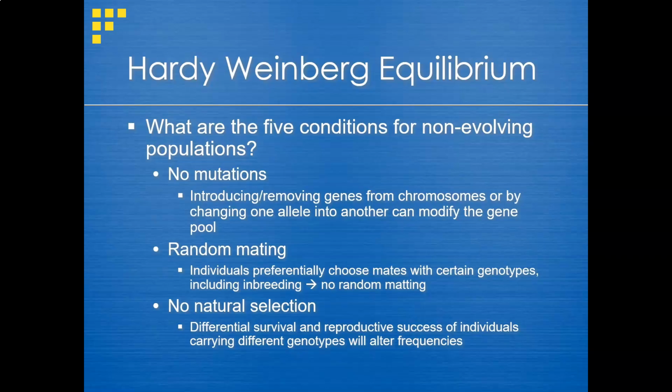It also has to be completely random mating. If an organism is choosing a mate based on some sort of preference, that's sexual selection, and sexual selection is a form of natural selection. You're choosing who to mate with, so you're choosing whose alleles are going to move on to the next generation based on preferences from a mating standpoint.